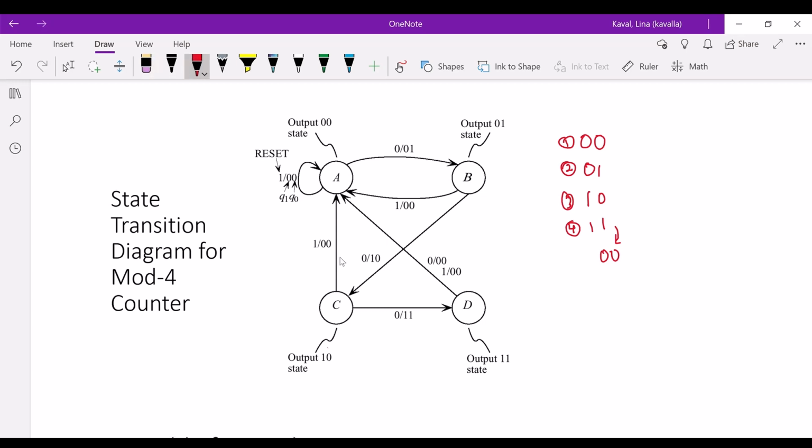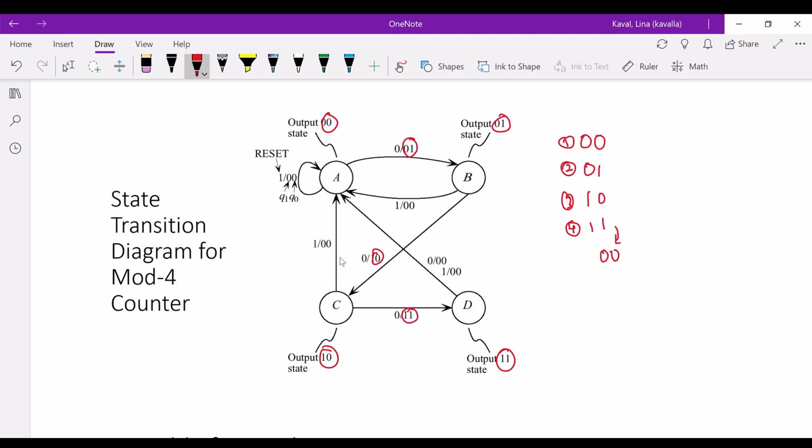So we have our output 0, 0, which corresponds to that one, 0, 1, which corresponds to that one, output 1, 0, which corresponds to that one, and output 1, 1, which corresponds to that one. So since we're always counting up by a bit, from A, if we want to go from A to B, we're adding a bit to 0, 0, right? So that's why here it's 0, 1, and that's how we go to B. And then from B, if we count up 1, we're going to have 1, 0. So that's why we go to C. And from C, if we want to go to D, we count up by 1, so we have 1, 1.